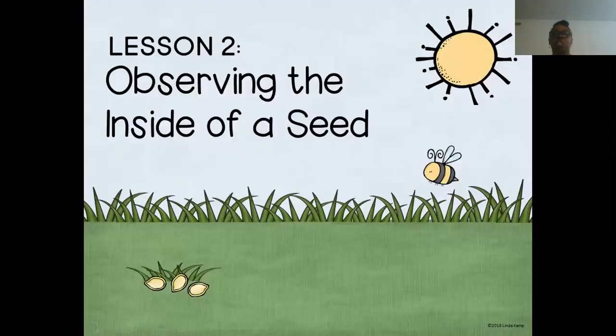Tomorrow we'll talk about observing the inside of a seed. We'll do that a couple of ways tomorrow. But that's our science lesson for today. I'm going to scan in the life cycle of a plant, and all of these lessons will be in one post for you.